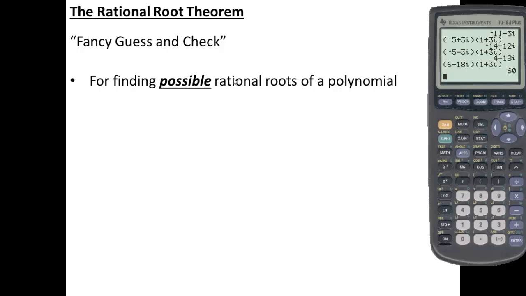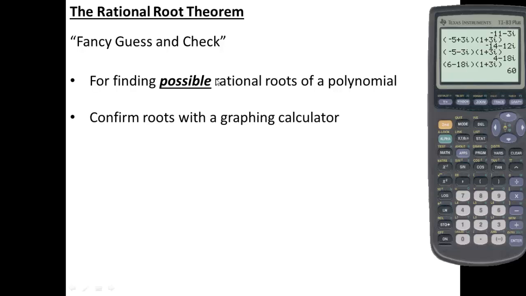So if I have a solution of square root of 7, the rational root theorem is not going to give me that option. It's not going to give me square root of 7. It's not going to give me 7i. It's not going to give me irrational numbers or complex numbers. It's only going to give me rational numbers.